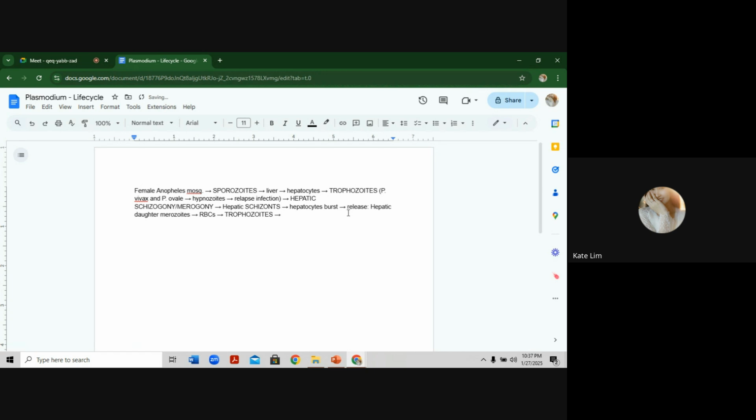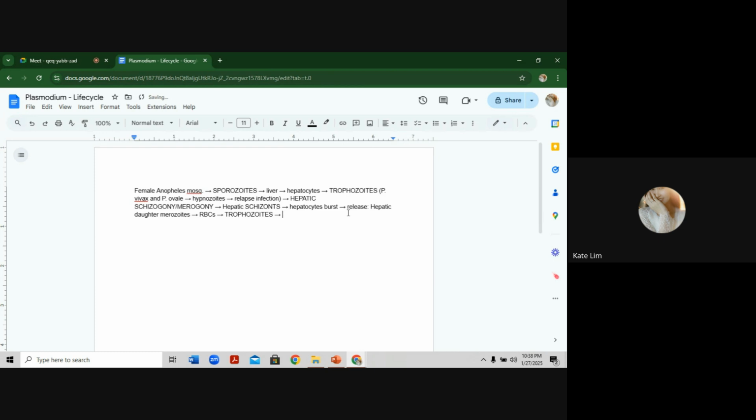The Maurer's clefts, Schüffner's dots, the James dots, what else? Schüffner's again for the Plasmodium ovale. So I have already presented that to you during the face to face. So this is just an emphasis that you need to differentiate again your malarial pigment from your malarial stippling.